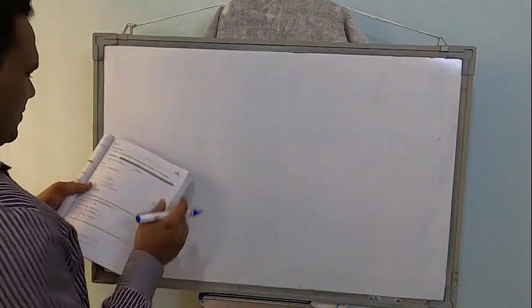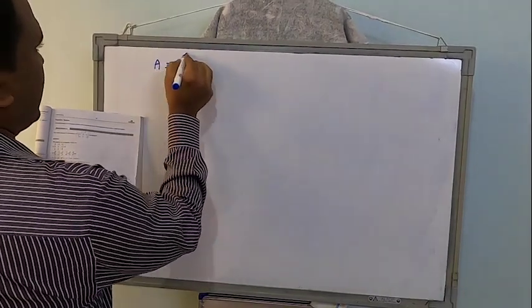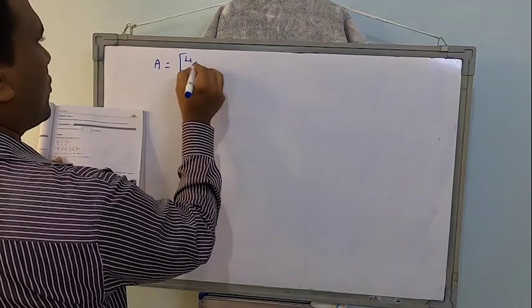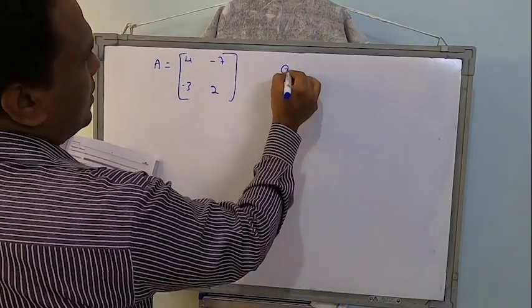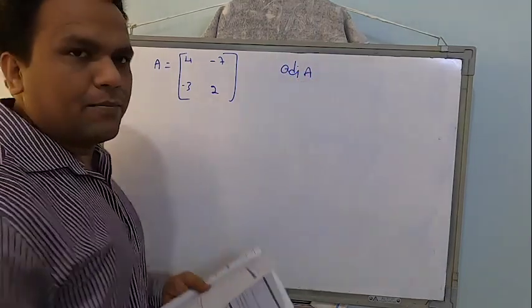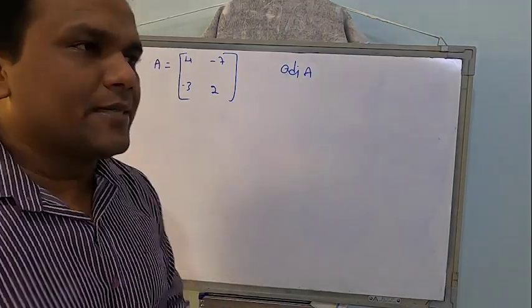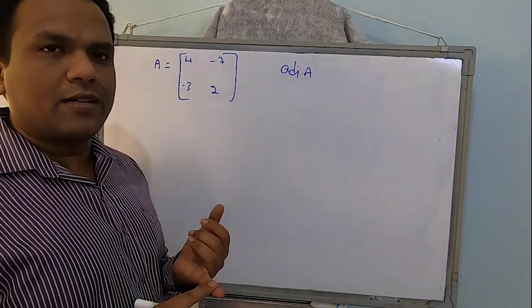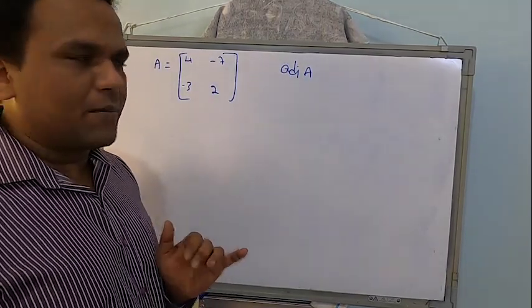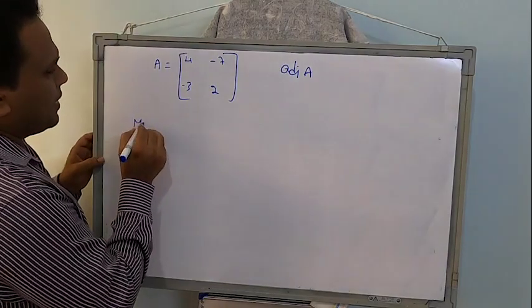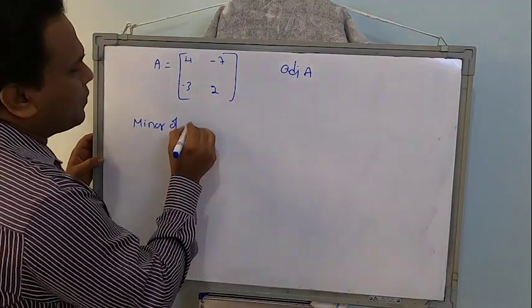Okay, so let me just take this example. There is an example A which is given as 4, minus 7, minus 3, 2. For this, I want to find out the adjoint. Step by step we should go, not directly. To find adjoint, I need cofactors. To find cofactors, I need minors. So one by one we will do at a time. Clear? Okay. Now, let us construct minor of each element.